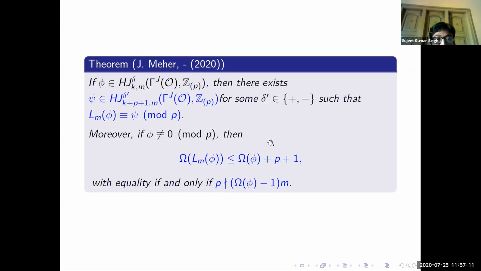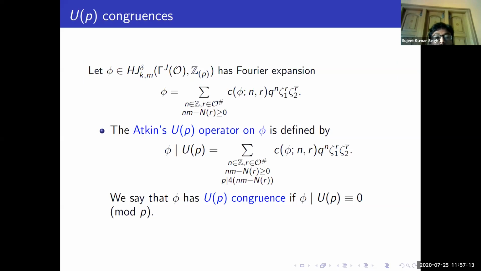Using these two results, first I will define what is U(P) congruence in this Hermitian Jacobi form. So if phi is any Hermitian Jacobi form which has a Fourier expansion of this form, then Atkin's U(P) operator on phi in this case we define this way: it takes out those coefficients such that P divides 4nm minus the norm of R. So we say that phi is U(P) congruent if phi slash U(P) is congruent to 0 mod P.